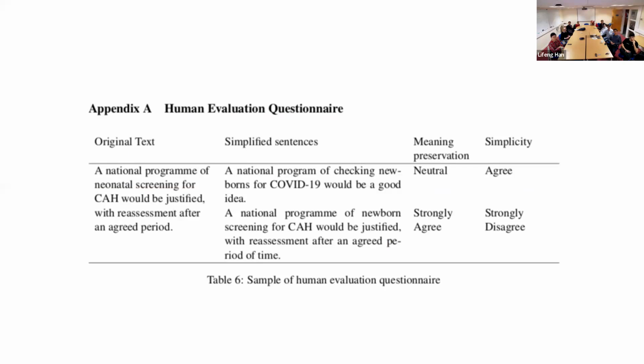Then we give 2 questions to answer. The first one is, to what extent do you agree that the sentence preserves the main meaning of the original sentence? The next one is, to what extent do you agree that the sentence is really simplified? Annotators can choose from strongly disagree to strongly agree.